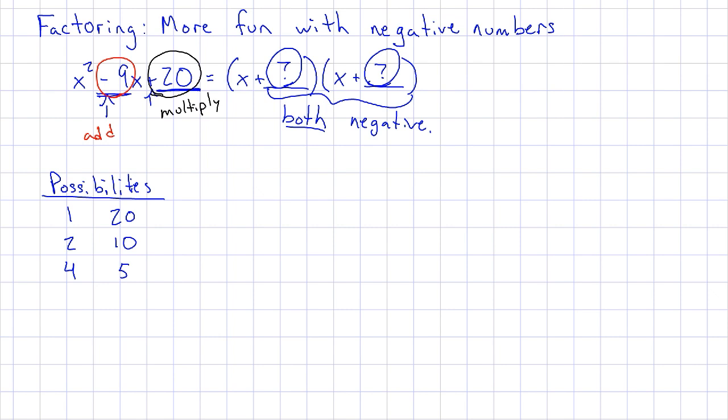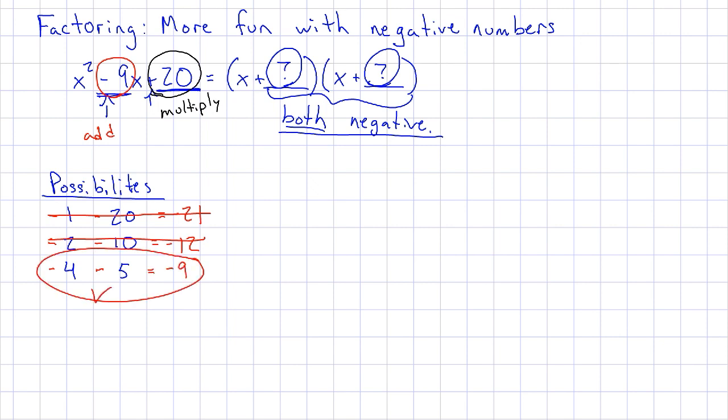Those are my possibilities. So I need two numbers. I know that both of them are going to be negative. They have to be. So I'm just looking for the numbers that when I have two negatives together, they equal -9. So if I have -1 minus 20, that's -21. -2 minus 10, that's -12. That's wrong. I'm seeking -9, right? And then here, my last option, -4 minus 5, that equals -9. So I'm happy. These are my two numbers.